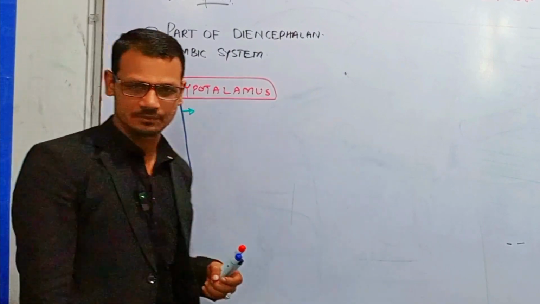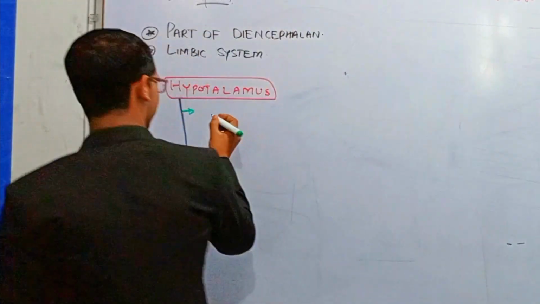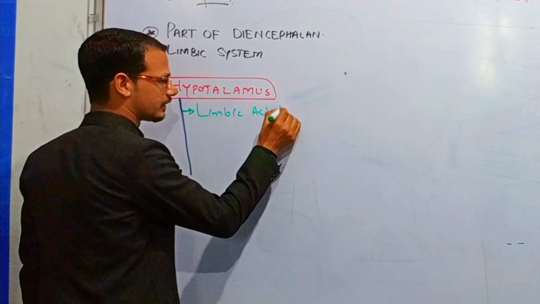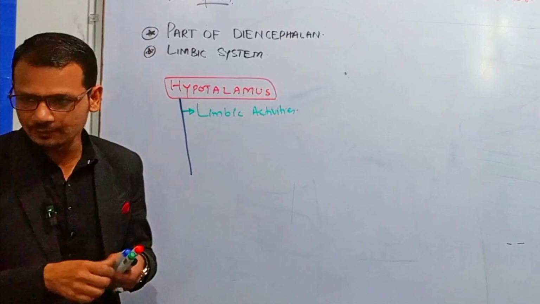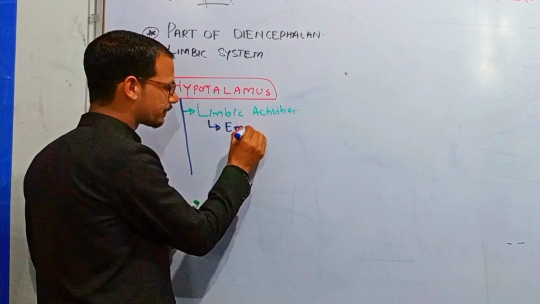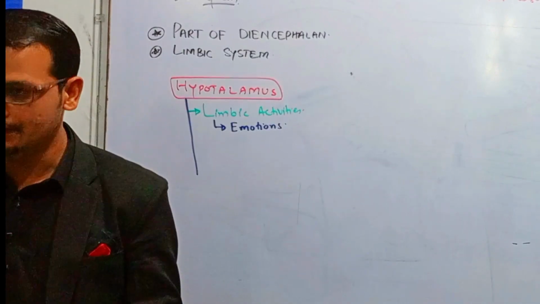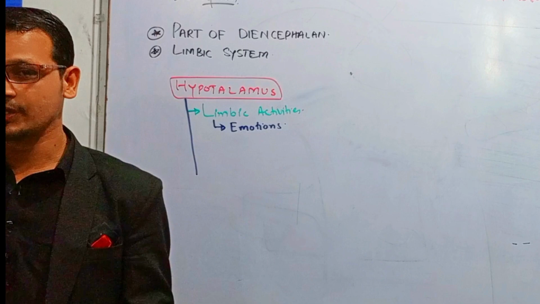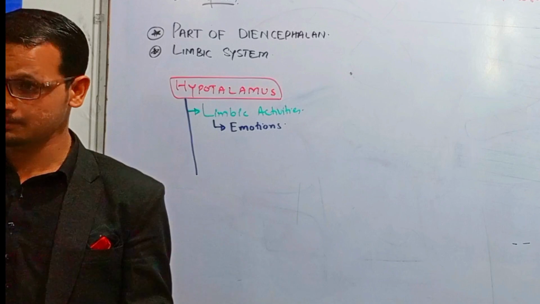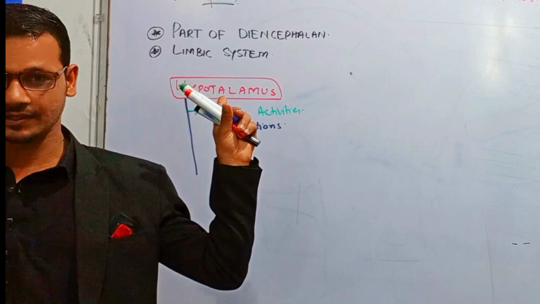What is the role of limbic system? All the emotions are controlled by limbic system. So it has limbic activities. This is the first function of hypothalamus, meaning that it has a role in emotions, crying, laughing, right? Even when you eat some spicy things and after that you are saying that very nice, this is also controlled by hypothalamus, right?